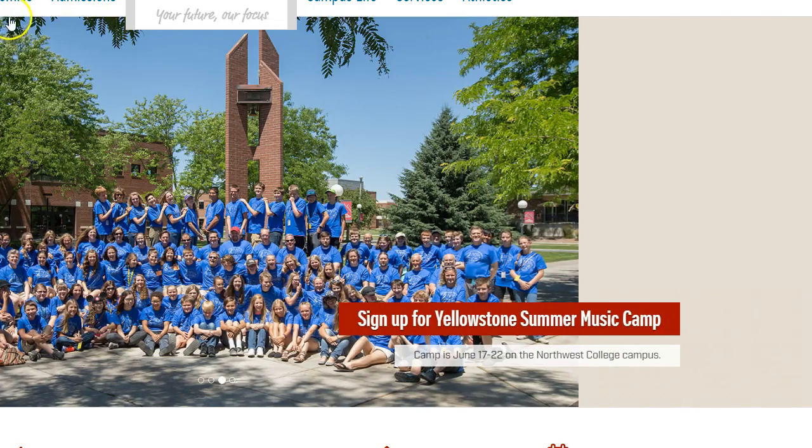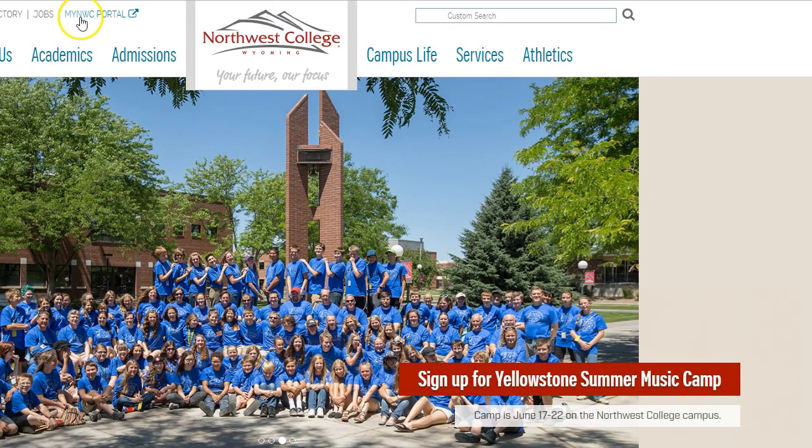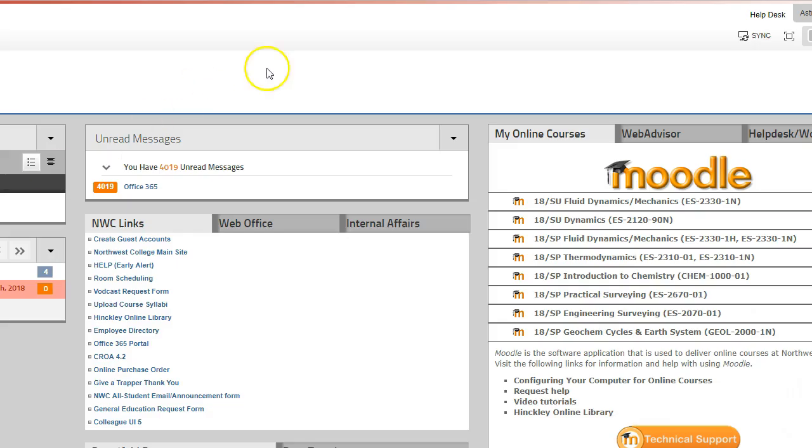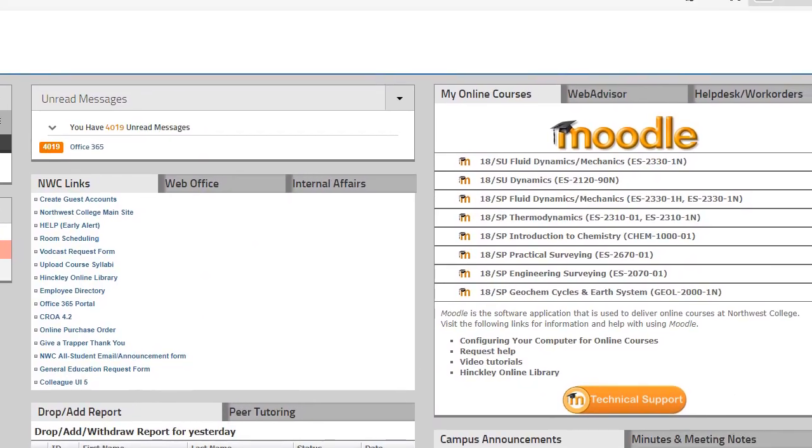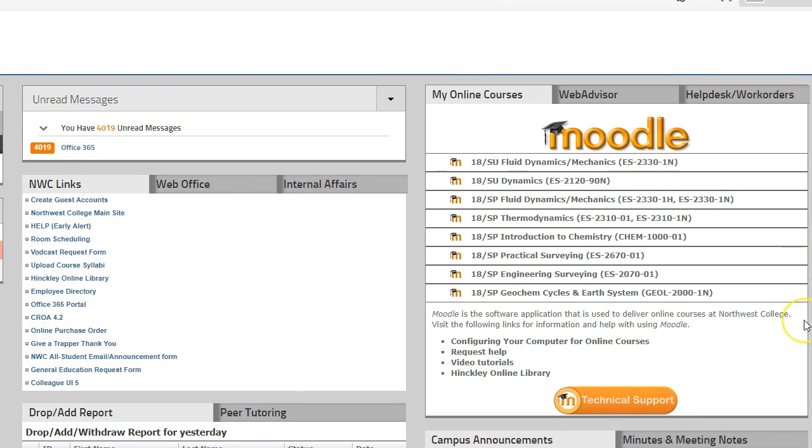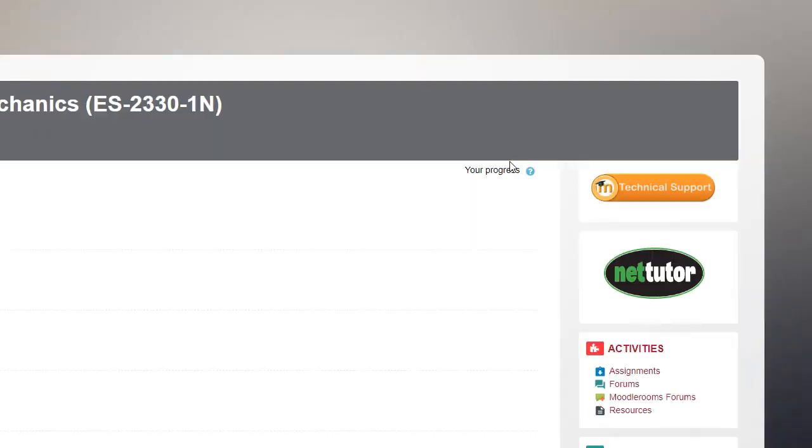So once you go to the nwc.edu page and you click that button that I showed you, my NWC portal, which is right here, you'll arrive at a page that looks like this. Yours is going to be slightly different than mine because as a faculty member, my page looks a little different, but essentially your page will look the same. Over here on the right, you'll see a logo for Moodle, which is our learning management system. And underneath, you will see this class, Fluid Dynamics, and any other classes that you might be taking. So you click on the class of interest, which here is Fluid Dynamics.